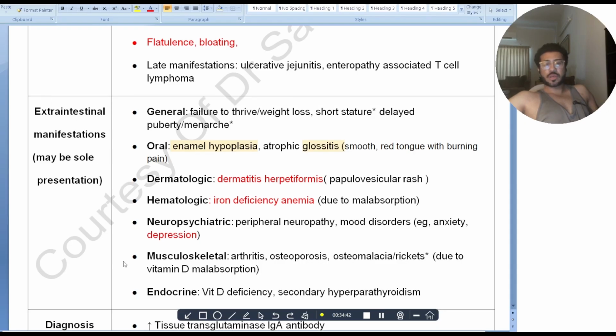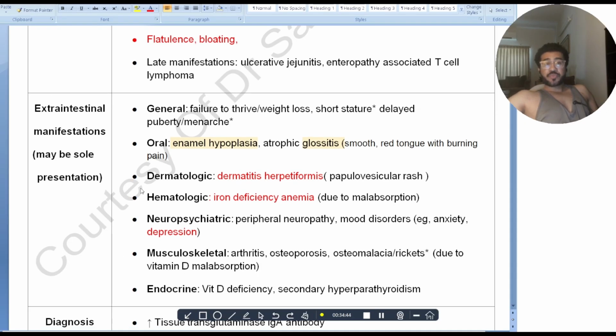So we will just also read all the other ones. First, general, you're gonna have fatigue, weight loss, reduced stature in children. Why? Because it's a malabsorption disorder. You're not properly nourishing the body.